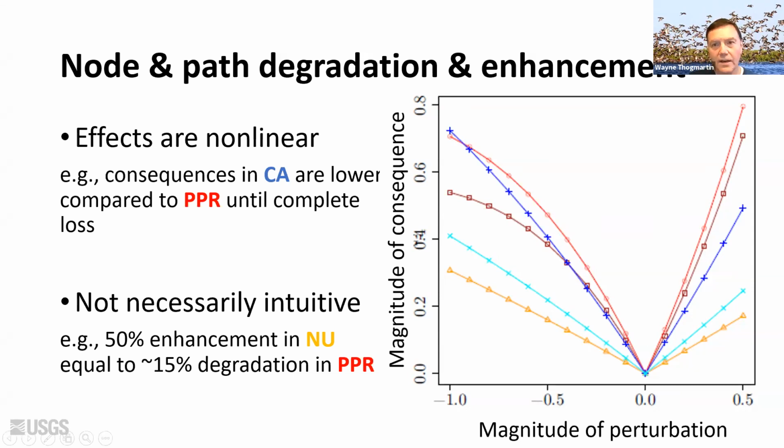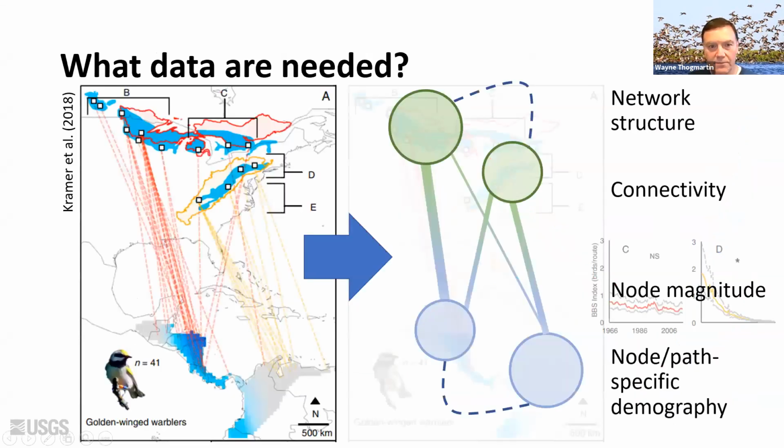So what sort of data are needed for this kind of arrangement? We've talked at length this week about network models, and here's an example for golden-winged warblers. We've got two patches in the breeding region, connecting to two patches in the wintering locations. So you need some sense of the network structure of the species and how those patches are connected.